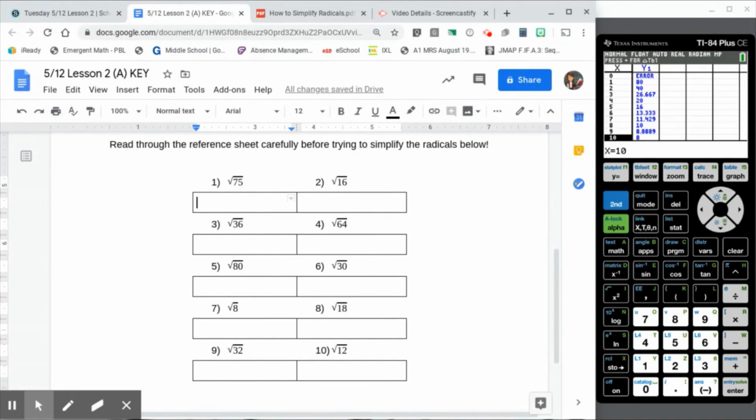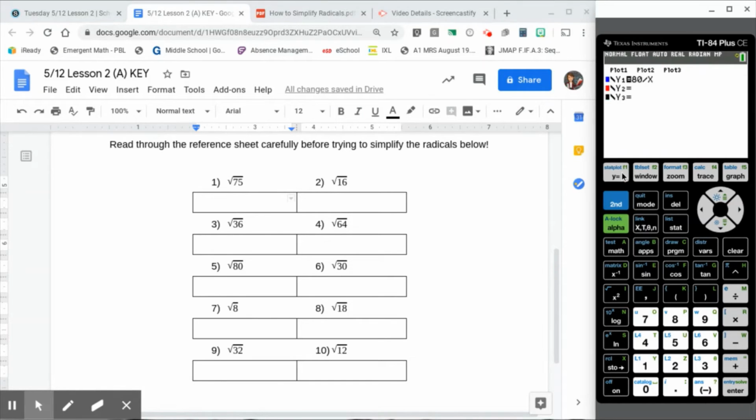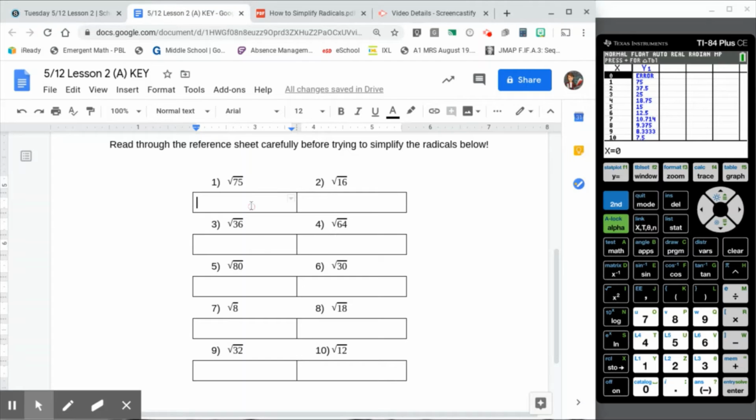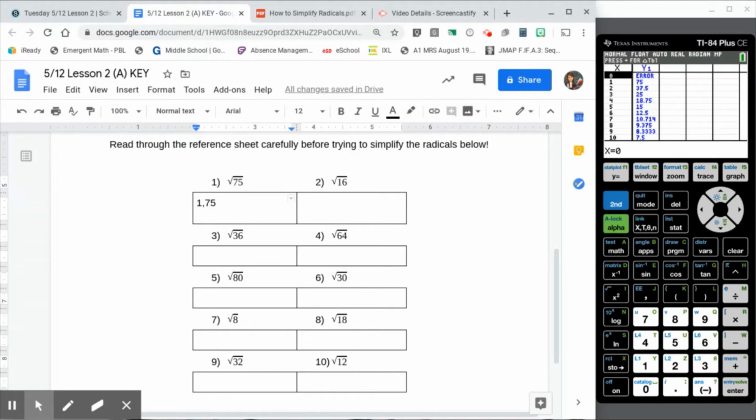So let's go to y equals, just in case you don't know your factors, of 75. Second graph, looking at all those pretty numbers. It looks like we have 1 and 75. Hopefully you can figure that one out. We've got 3 and 25. 5 and 15.